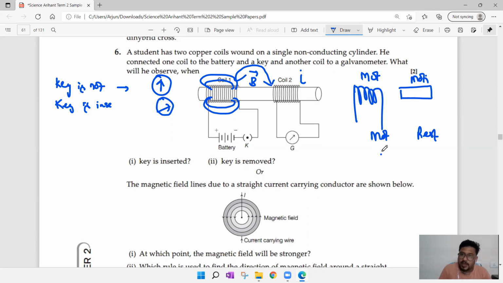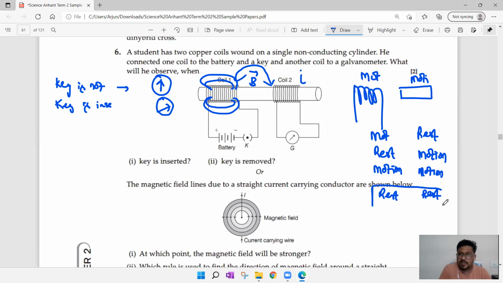Or if the coil is at rest and the magnet is in motion, then also you can observe the continuous deflection. Or the coil can be in motion and the magnet also can be in motion. If both are in motion, then also you can observe continuous deflection. But if the coil is at rest and the magnet is also at rest, then you cannot observe continuous deflection. It will just deflect and come to the original position.